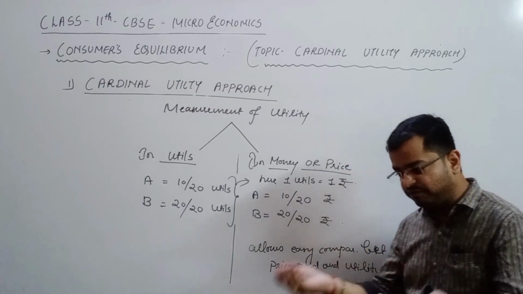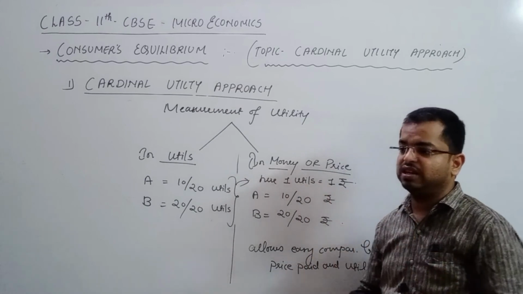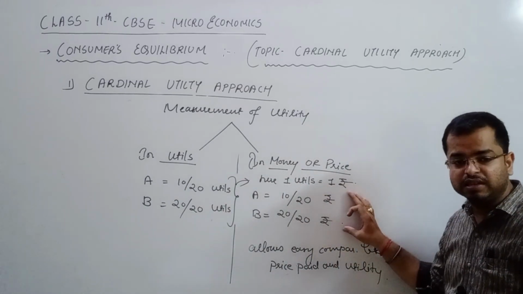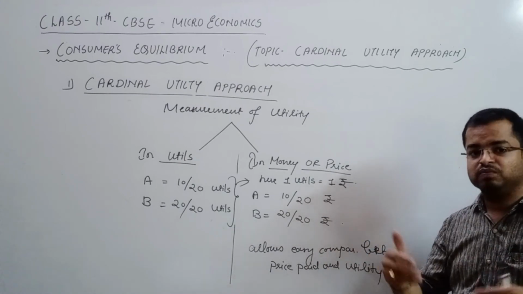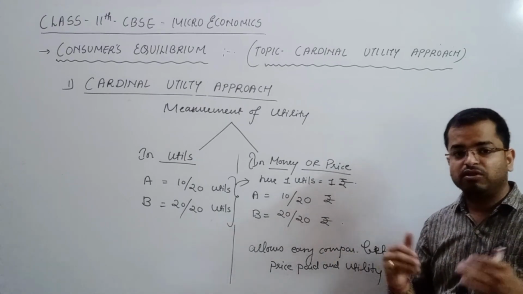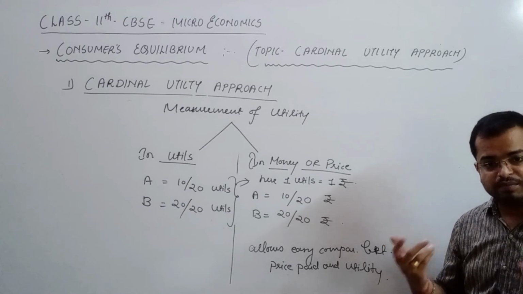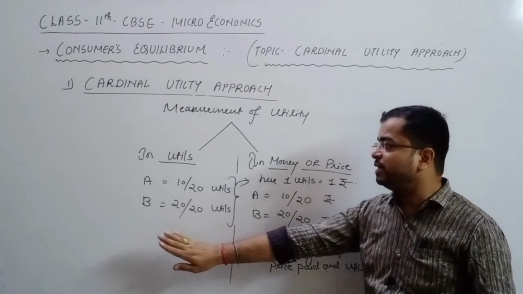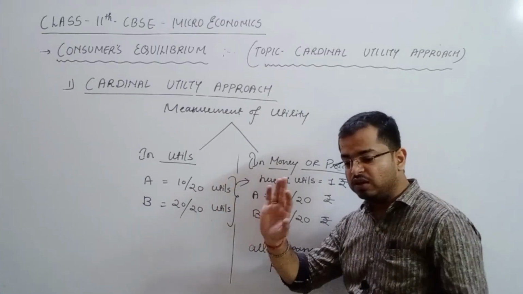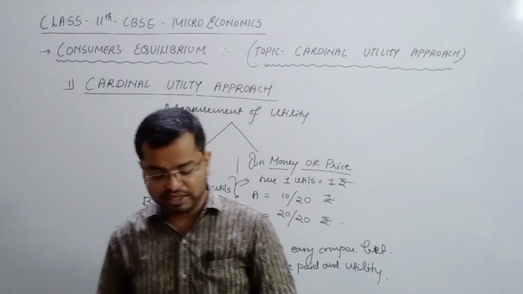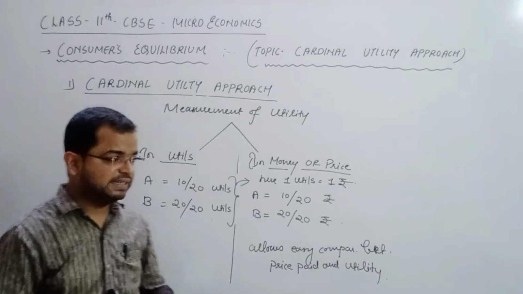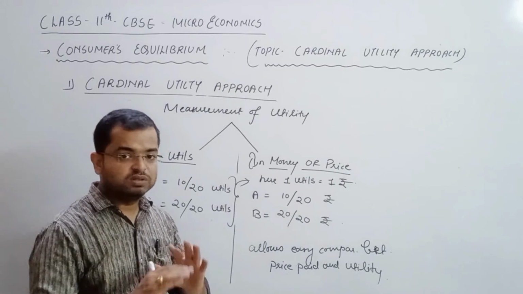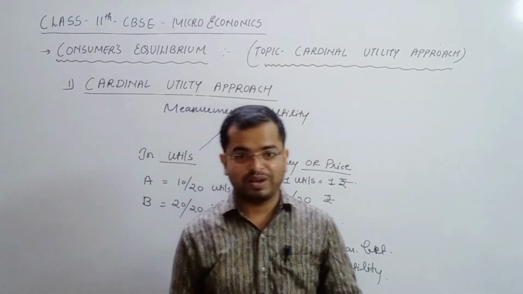Whatever money we are paying and how much satisfaction we are getting from it can be easily calculated for different products, different places, different times and different persons also. So this one is more acceptable as compared to the other. Here we have seen the measurement of utility, and the advantages and disadvantages of utils and money or price. I think this concept is clearer now as compared to earlier.